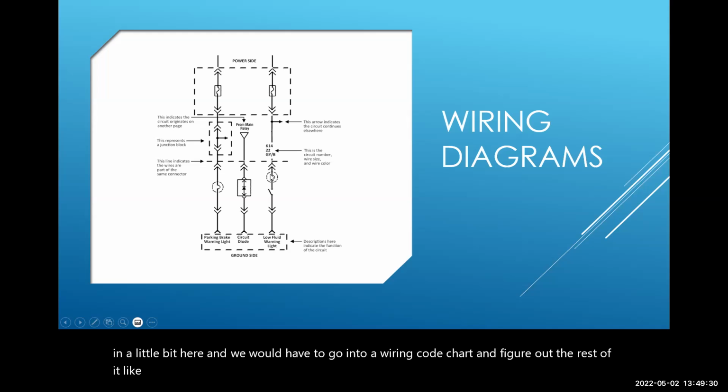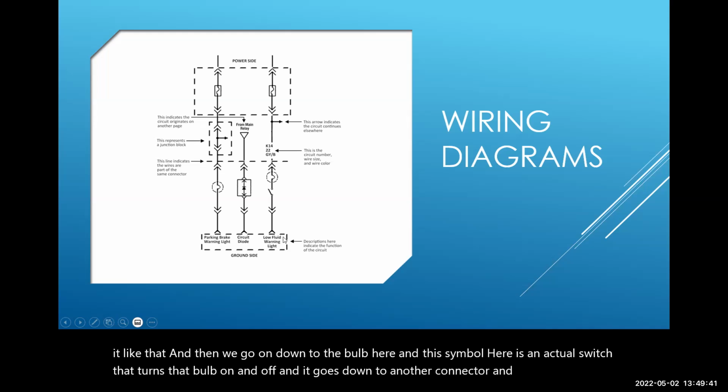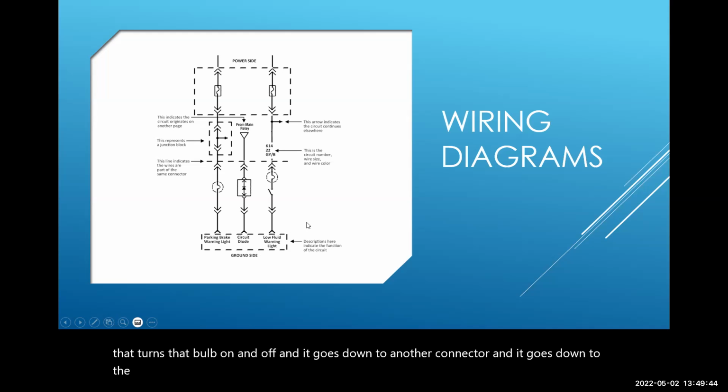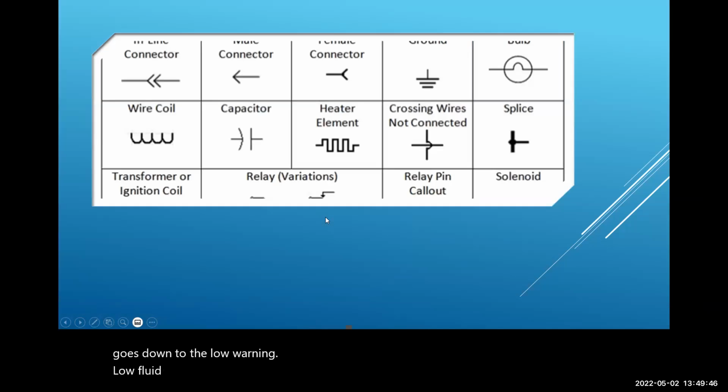Then we go on down to the bulb here, and this symbol is an actual switch that turns that bulb on and off. It goes down to another connector, and then down to the low fluid warning light.